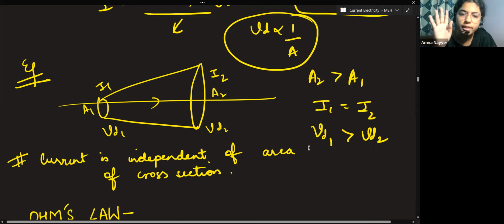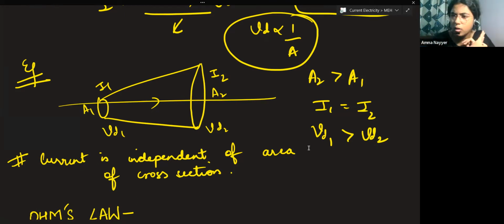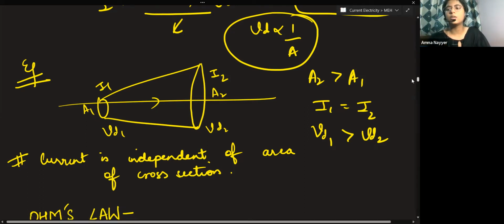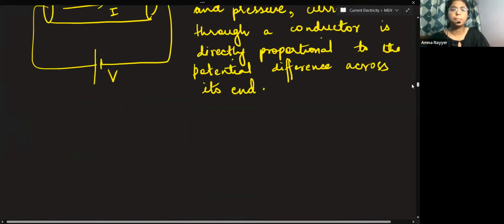So Ohm's law says that if two conditions remain constant, that do not disturb your wire, pressure and temperature, these two quantities remain constant, then the potential is directly proportional to the current that is flowing. So basically your Ohm's law will show you.